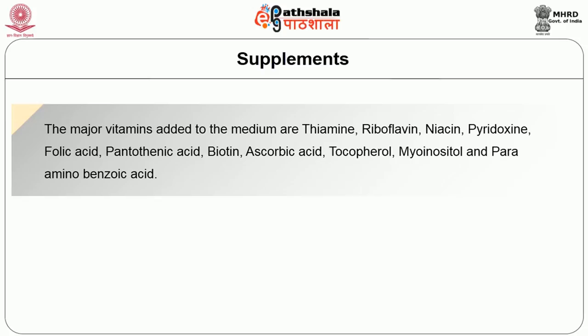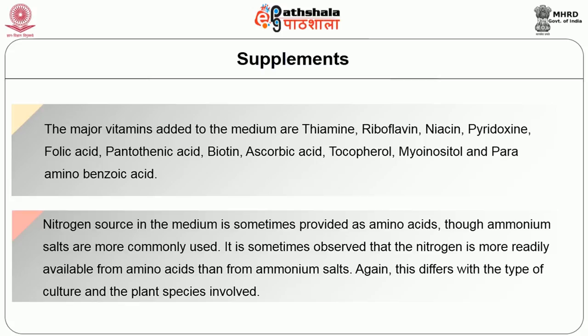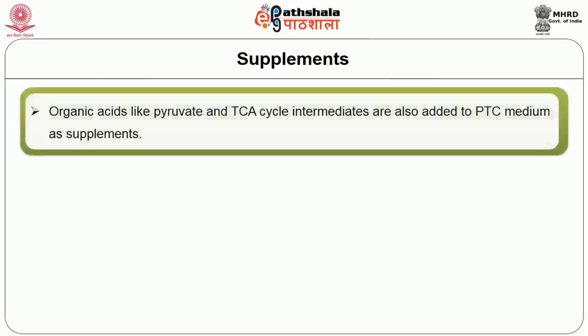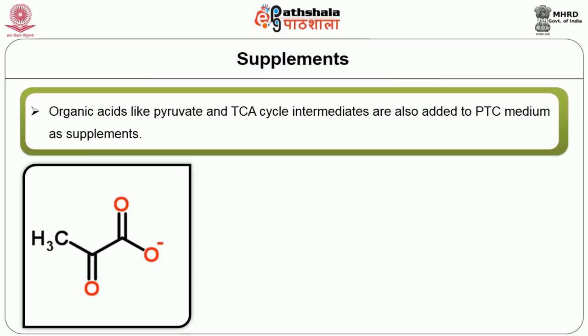The nitrogen source in the medium is sometimes provided as amino acids, though ammonium salts are also commonly used. It is sometimes observed that the nitrogen is more readily available from amino acids than from ammonium salts. Again, this differs with the type of culture and the plant species involved. Organic acids like pyruvic acid and other TCA cycle intermediates are also added to PTC medium as supplement.